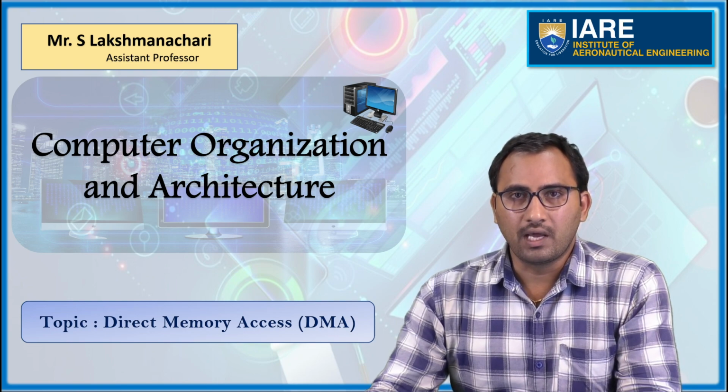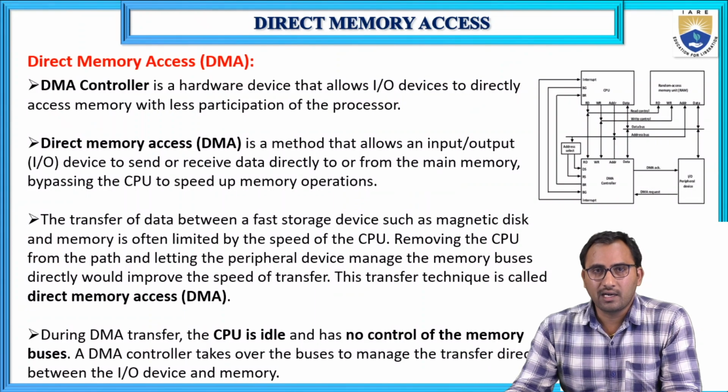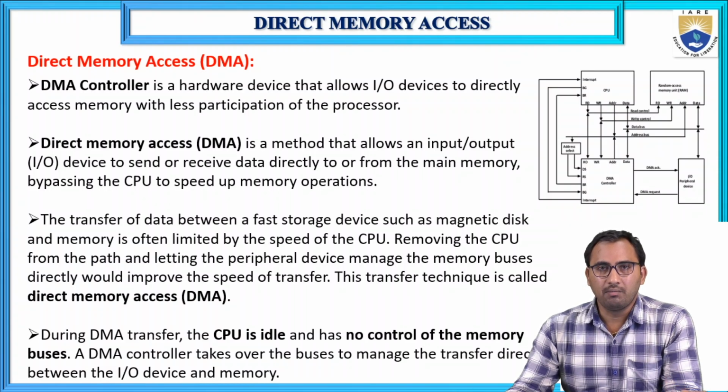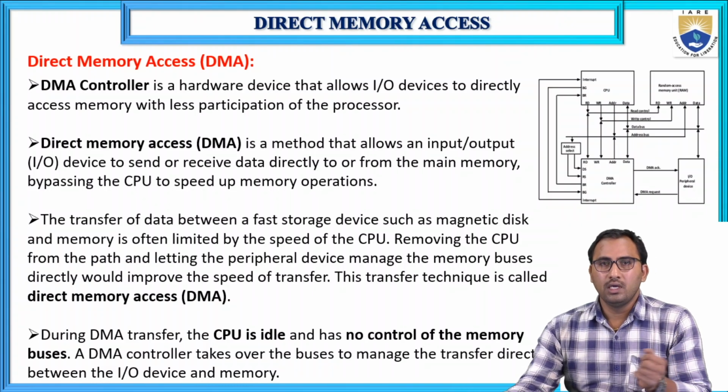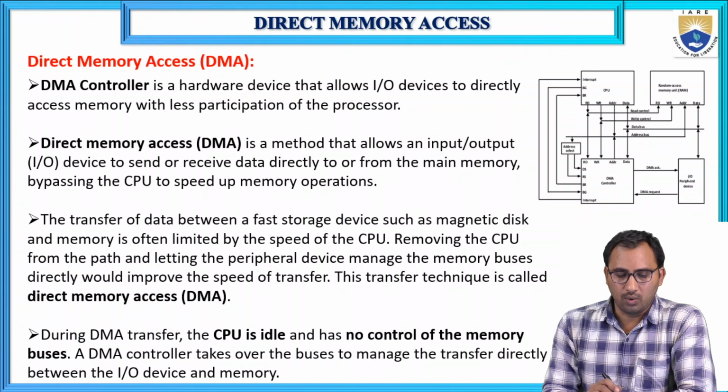In this lecture, we are going to discuss the topic Direct Memory Access. Direct Memory Access is a method using which we can transfer a large amount of data from peripheral devices, or I/O devices, to the memory without involvement of the CPU. That is called DMA. This DMA operation is performed by a controller, that is called the DMA controller.